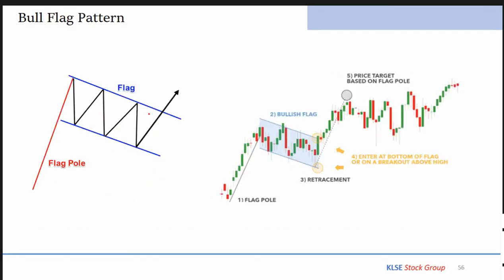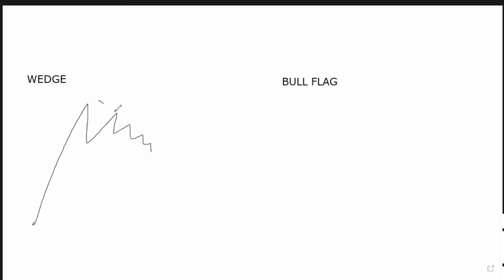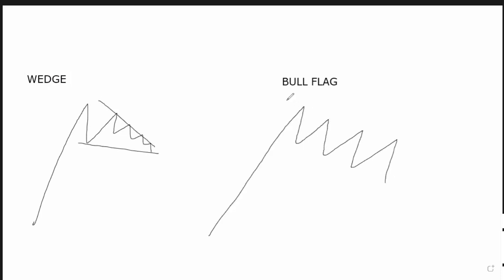So it looks something like a flag pattern, but the flag pattern comes down in a parallel line. These are patterns. The difference between a wedge and a flag pattern: a wedge is something like this. A flag is something like this, a straight parallel line. But they are almost the same, right? The objective is, if there's a breakout of the flag pattern, then it is bullish.